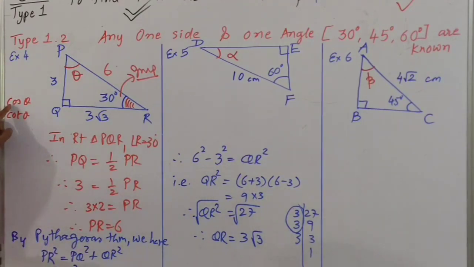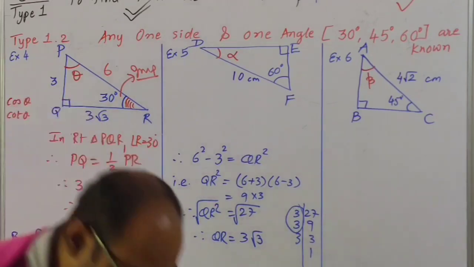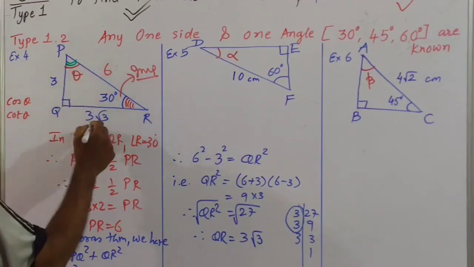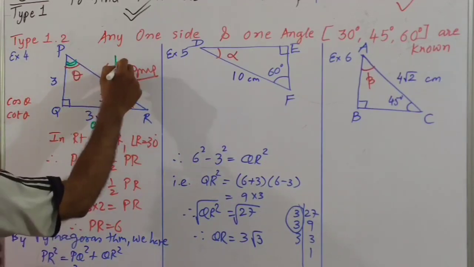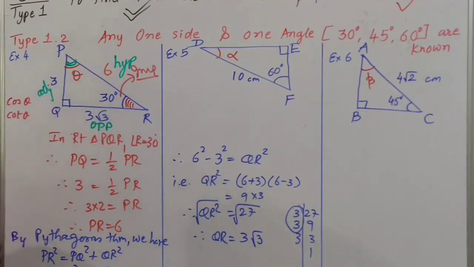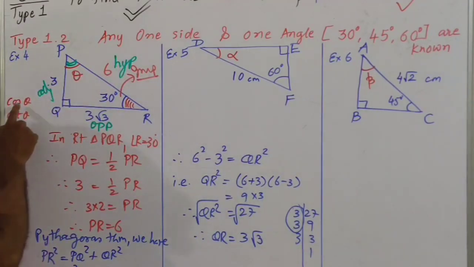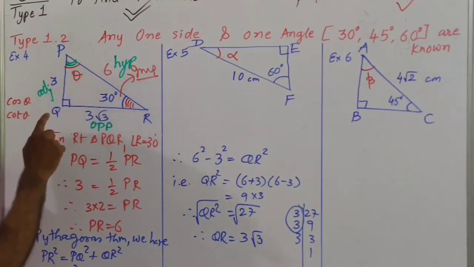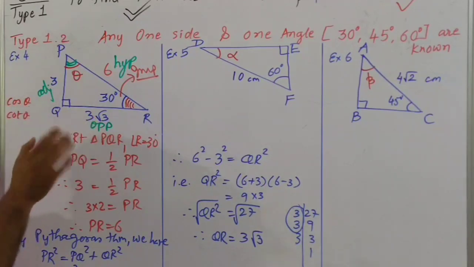First you have to find cos theta. So by definition, cos theta is adjacent side. With respect to this theta, this is the opposite side, without any doubt this is the hypotenuse, and the remaining side is the adjacent side. So by definition, cos theta is adjacent upon hypotenuse. That is 3 upon 6, so that is 1 upon 2.